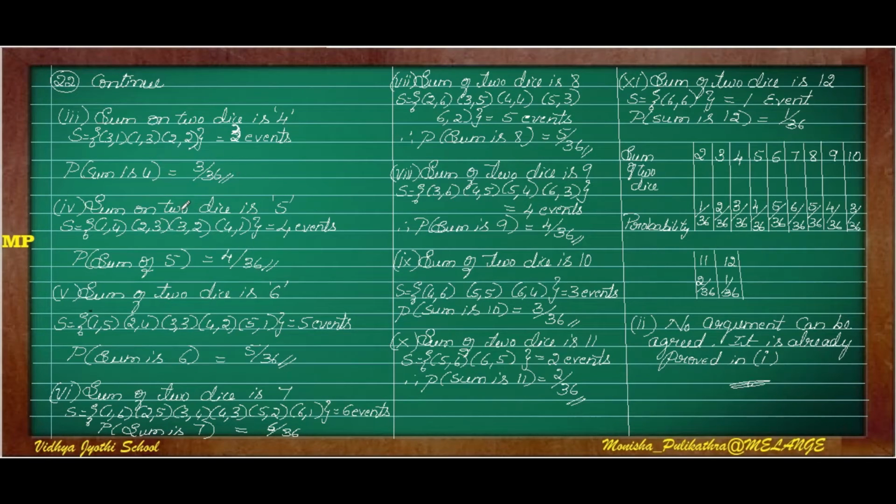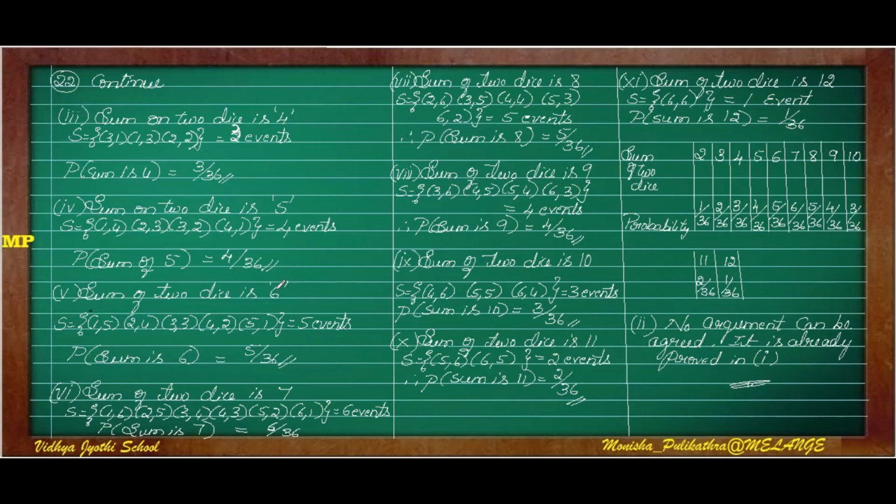In the same way, next the sum of 5. Sum of 5 is 1 plus 4, 2 plus 3, 3 plus 2 and 4 plus 1. All these 4 events fetch the sum of 5 and there are 4 events. Therefore, the probability of sum of 5 is 4 by 36.